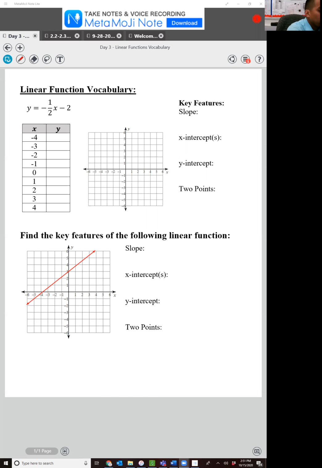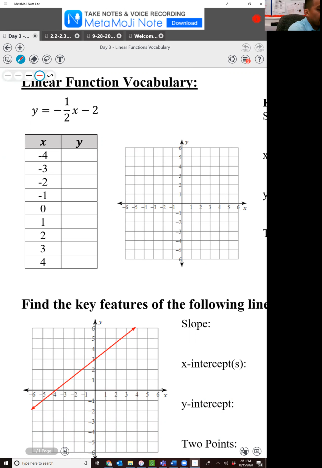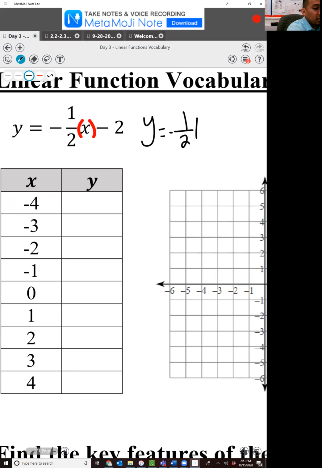Okay. So my first example is y equals -1 over 2x minus 2. I'm going to go ahead and replace my x for all of my inputs that you see right there. My job is to get the output, the y's. So let's go ahead and do that. Remember that to do that, you need to evaluate that expression. I usually like to put parentheses around my x. So technically you have y equals -1 over 2 times x minus 2.